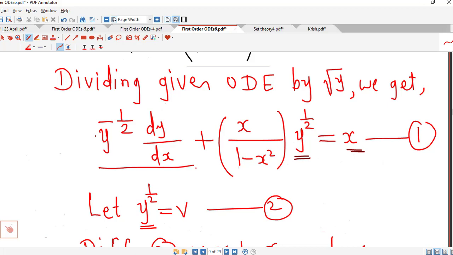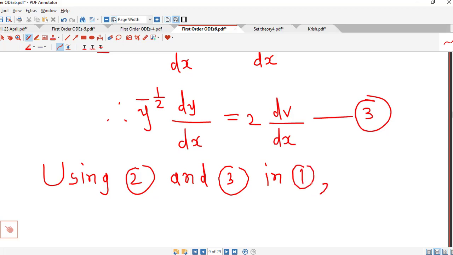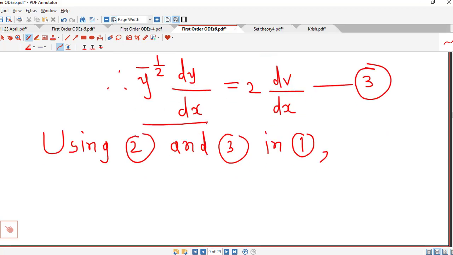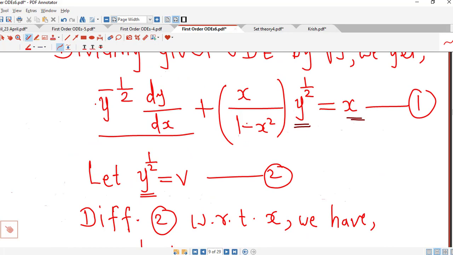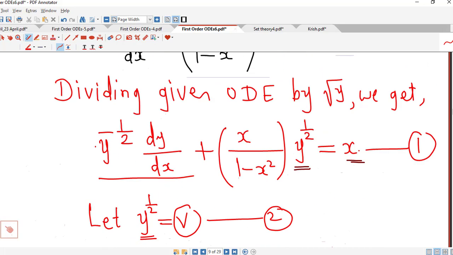Y raised to minus 1/2 dy by dx is 2 times dv by dx. So in the next step, using 2 and 3 in 1. In 1, first term is y raised to minus 1/2 dy by dx, that we replace by 2 times dv by dx. Second term is x over 1 minus x square into y raised to 1 by 2, that we replace by v, plus x over 1 minus x square times v equal to right hand side is x. Let me check. Yes, it is x.